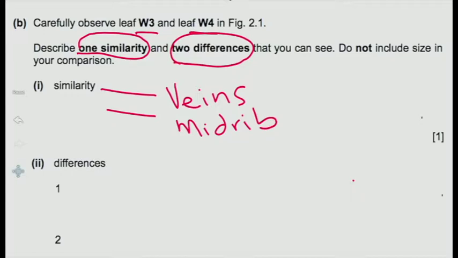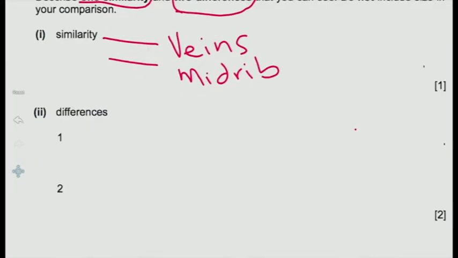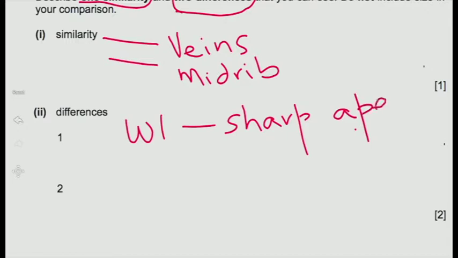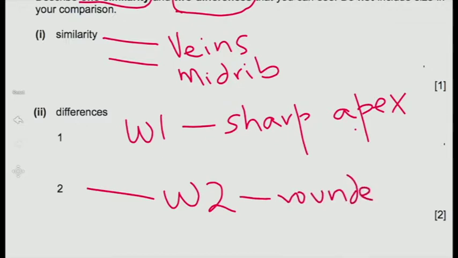Let's go to the differences. Two differences. W1, which was the simple leaf, had a sharp apex. Remember, we even labeled that sharp apex or sharp tip. Whereas W2, it's blunt or rounded. Let's say rounded apex. Rounded tip for W2.